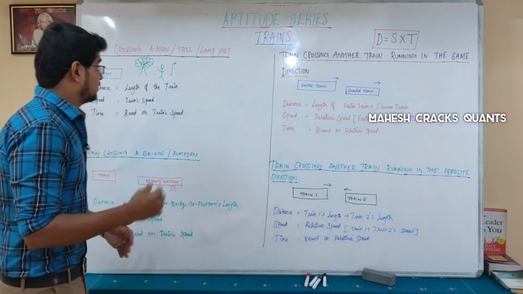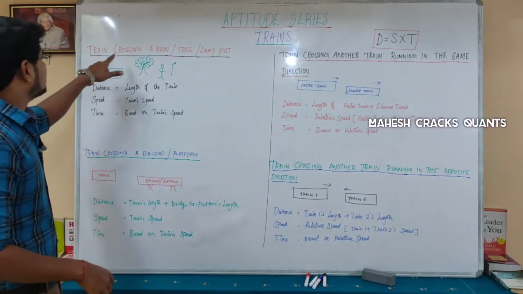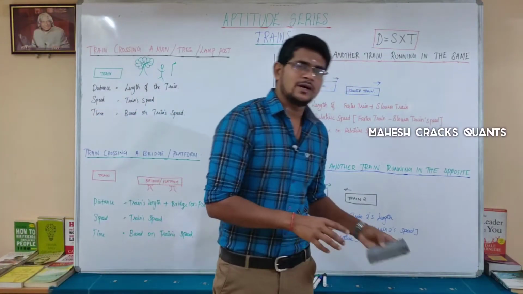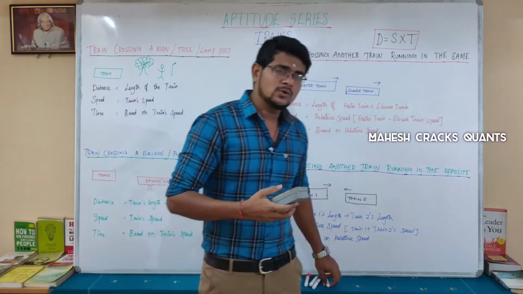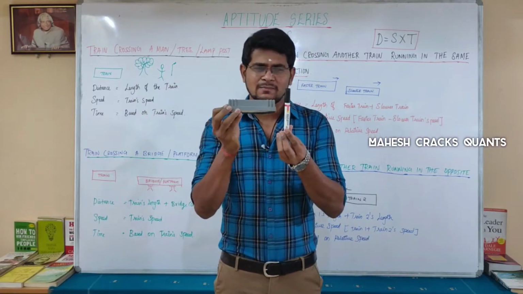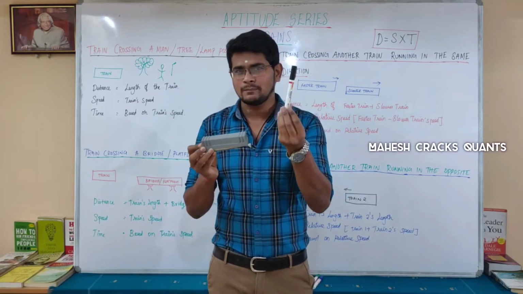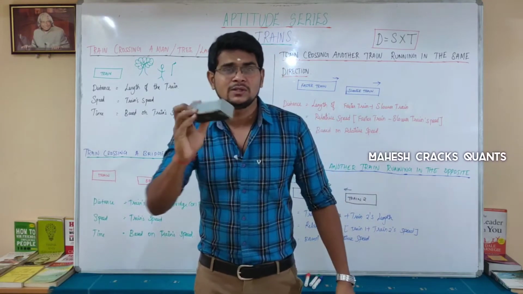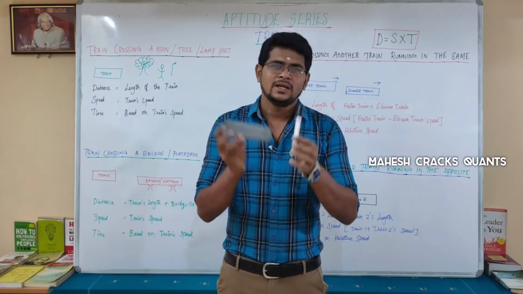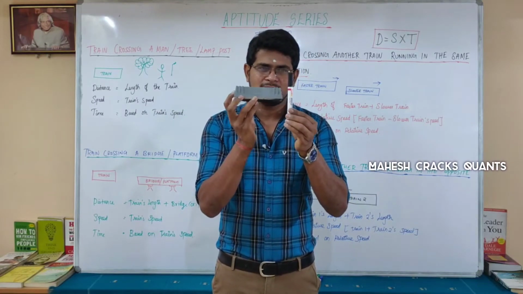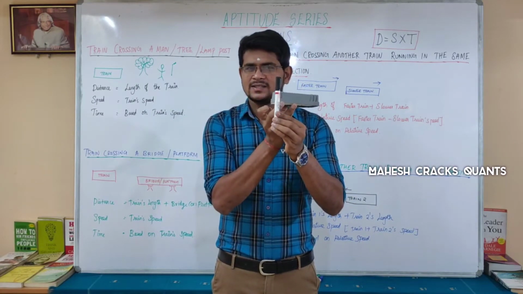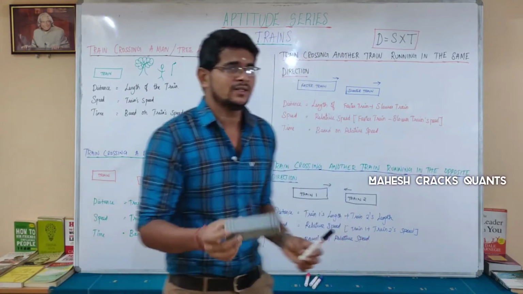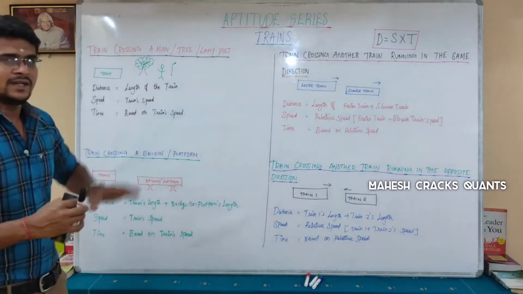Okay, let's get started. The first thing is a train crossing a man, tree or lamp post. There is a train, so I am assuming this is a train. If the train is crossing a man or tree or lamp post, what is the distance covered? First you need to know that. If a train crosses a man, it starts here and ends here. So what is the distance covered? Distance covered is the length of the train alone.